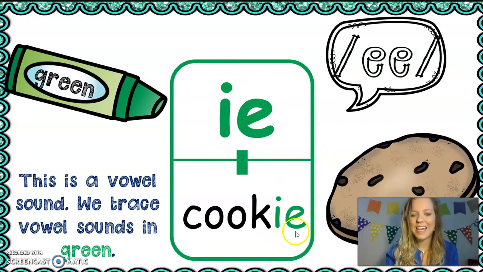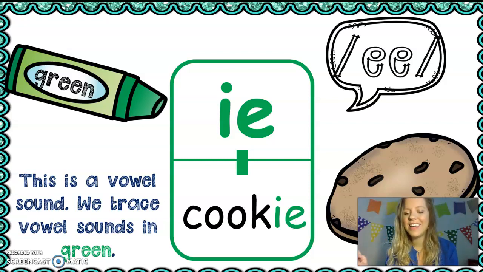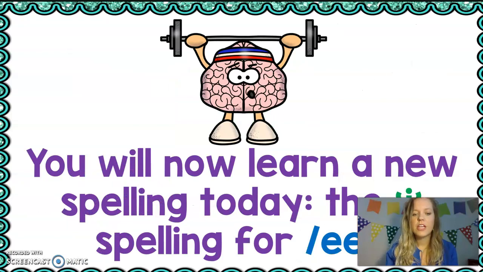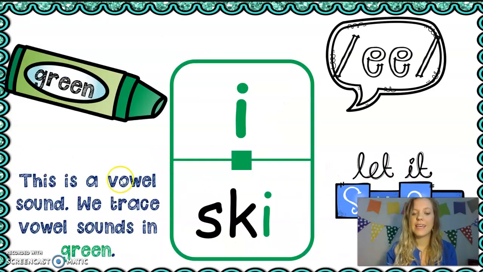Now we have the word cookie. So the IE is representing that EE sound. Say the word cookie with me. Cookie. You see how that E is on the end. You will now learn a new spelling today, the I spelling for the EE. It's like in ski. Take a look at the power bar to see how often this will happen. In this word ski, the I is making the EE sound.